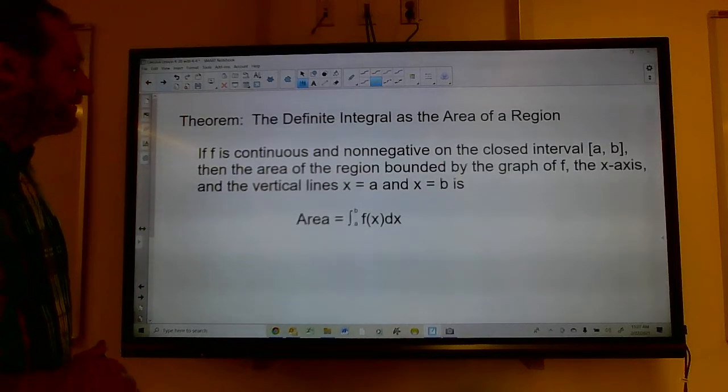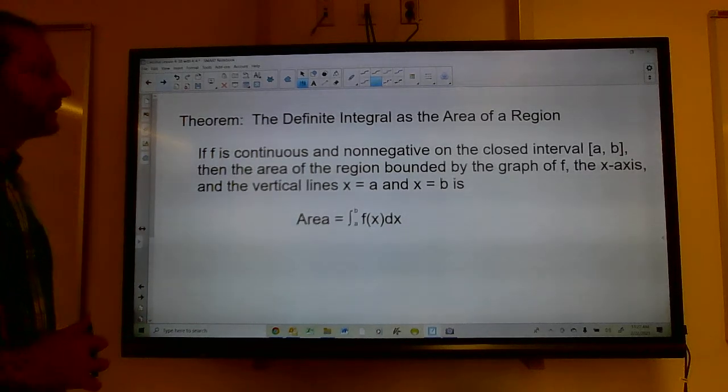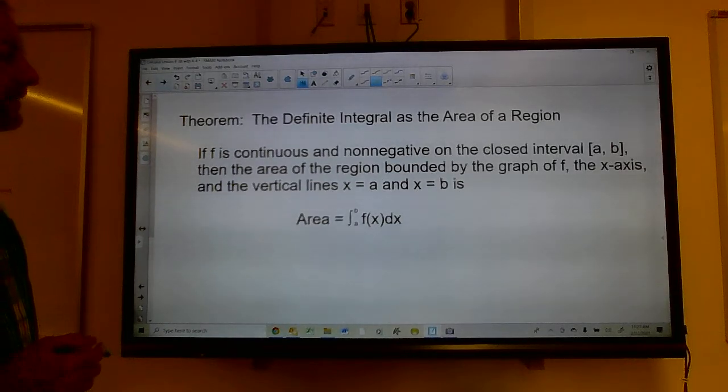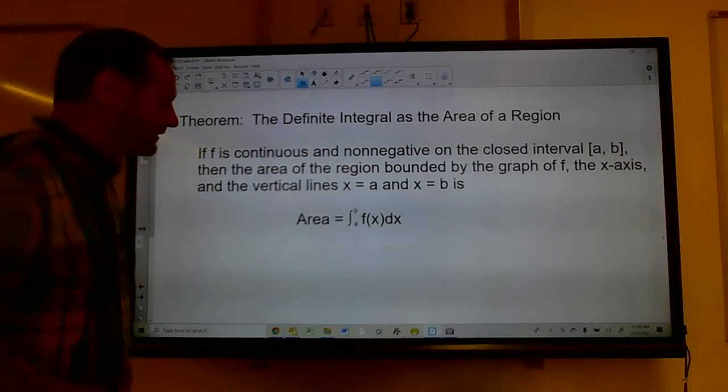The definite integral as the area of a region. If f is continuous and non-negative on the closed interval [a, b], then the area of the region bounded by the graph of f, the x-axis, and the vertical lines x equals a and x equals b is: area equals the integral from a to b of f of x dx.